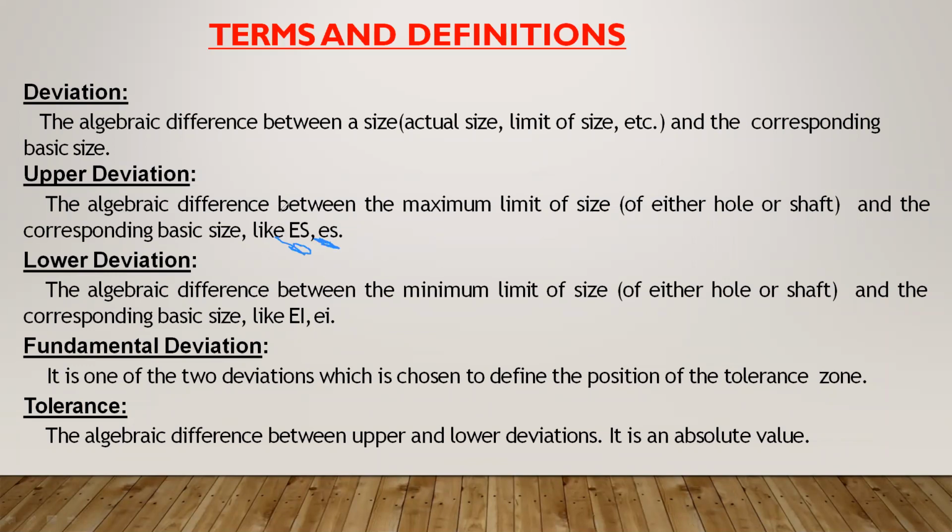The algebraic difference between the maximum limit of size, be it a hole or a shaft, and the corresponding basic size can be seen as capital ES or small es. Capital ES means the hole size and small es means the shaft size.